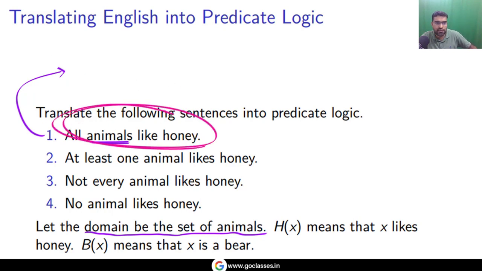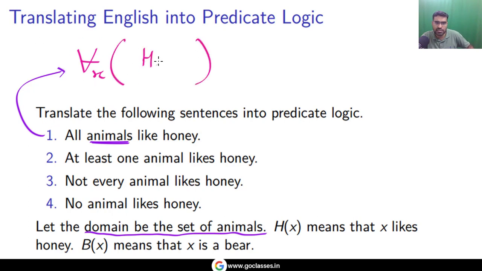So I can simply write it, all animals like honey. That means every element in the domain, for all x means every element in the domain, it likes honey. And remember, the domain is set of all animals. So how can I read this? I can say that for all animals, they like honey. So this is the translation for the first statement. All animals like honey means for all x, they like honey.